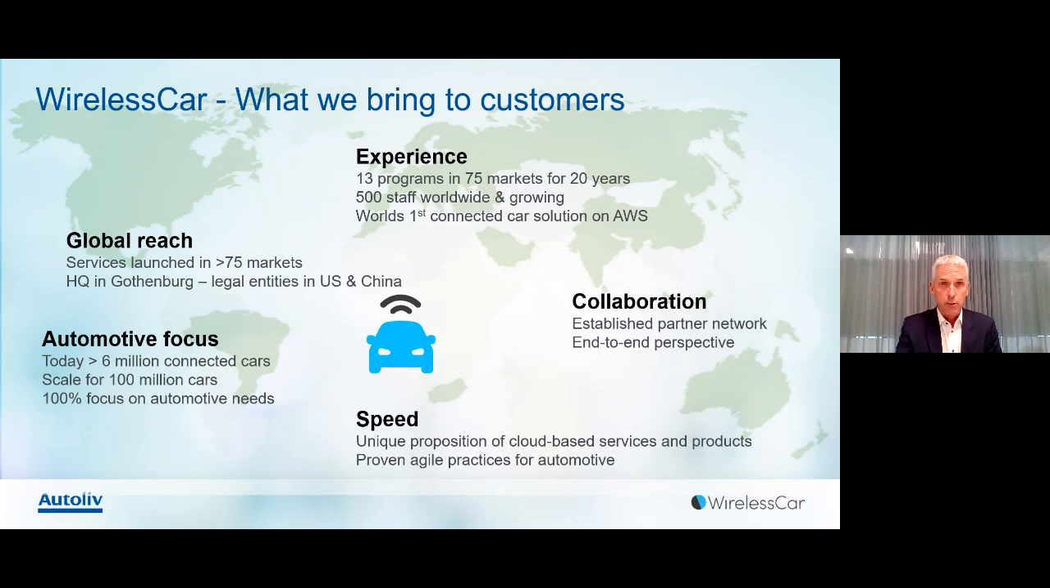And many customers choose to work with WirelessCar because of our speed. When time to market is important and our ideal way of working is important, they like to work with us because of that.